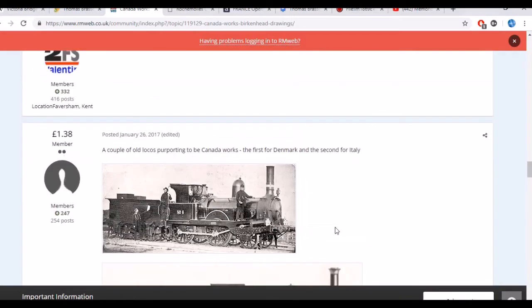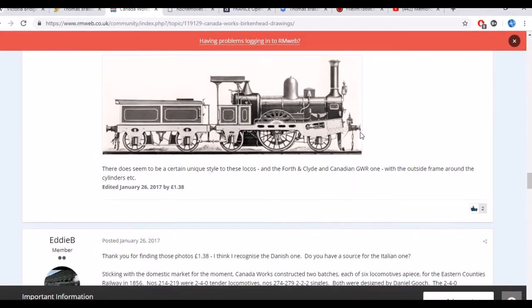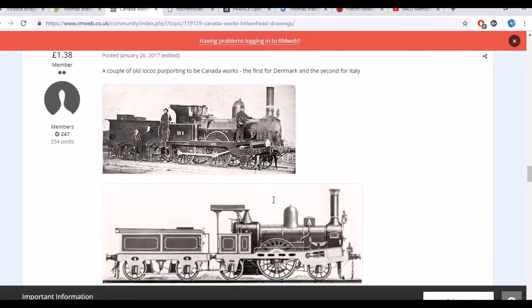Anyway, they have these two. This one was to go to Denmark, and this one was to go to Italy. Isn't it beautiful? It's pretty steampunk, isn't it? There does seem to be a certain unique style to these locos, and the Forth and Clyde Canadian GWR one with the outside frame around the cylinders, etc.